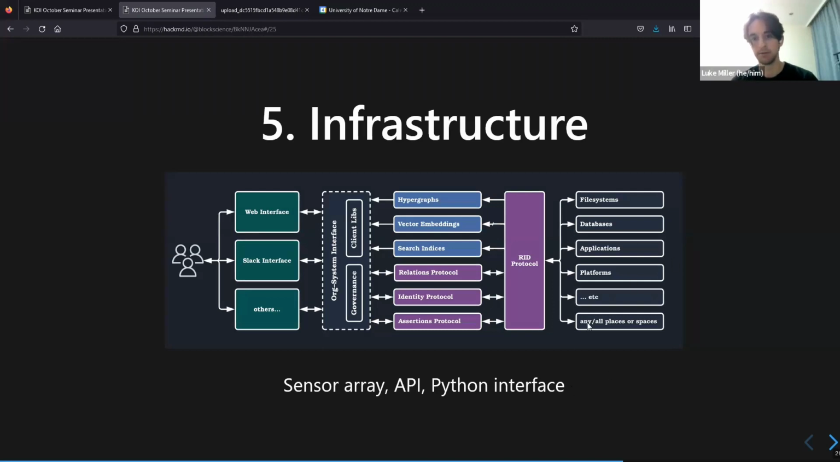Is there anything you wanted to add, Orion, before we move on to the layering? Yeah, I can probably add a couple of things here.